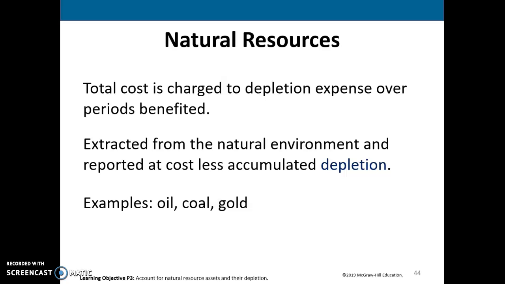So we think about what are they? Natural resources are going to be those things that are provided from the earth. So they're provided in nature, and we're going to use the total cost, and we're going to allocate that over the number of units we pull out of there. So we're going to use something called depletion instead of depreciation. When we look at some examples, they give here oil, coal, gold. We could also have a mineral. We could have silver, anything that comes from the earth. Like trees or timber. Those kind of things can be depleted as well.